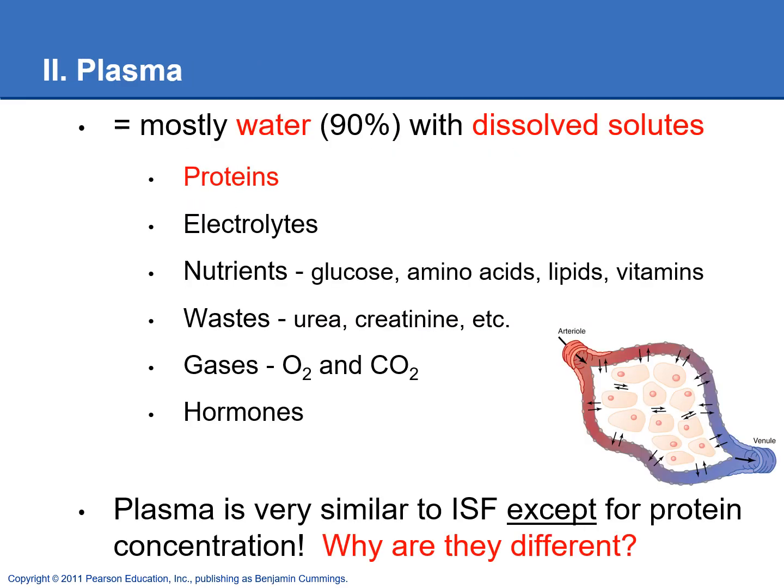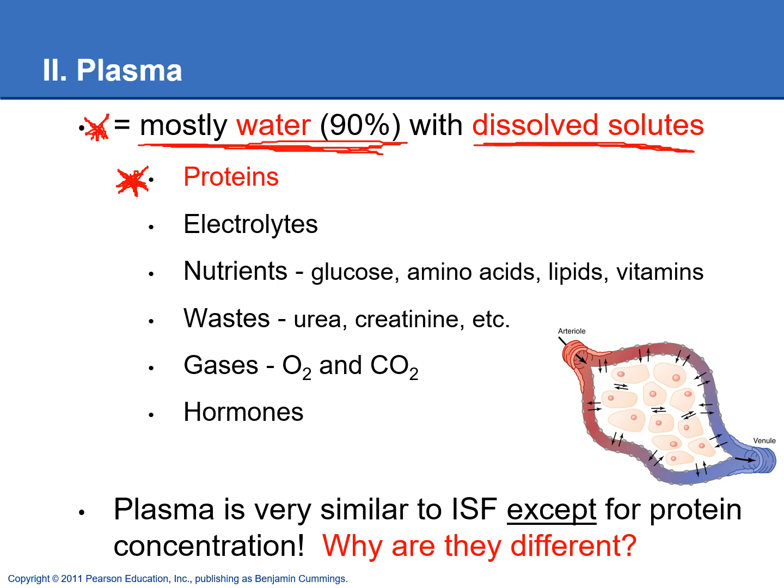So remember that plasma makes up 55% of the blood volume, and plasma is the liquid part of the blood. So plasma is going to be made up mostly of water, so that's really important to remember. And within the plasma, there are dissolved solutes. And the most numerous of the dissolved solutes would be proteins. So that would be important to remember as well.